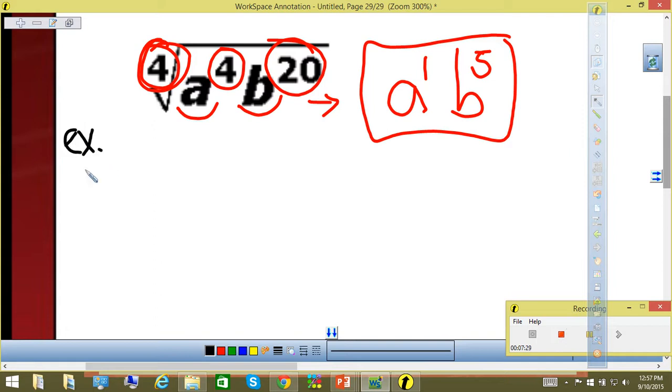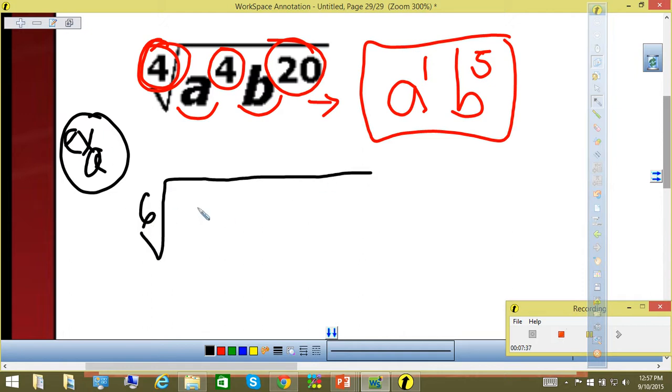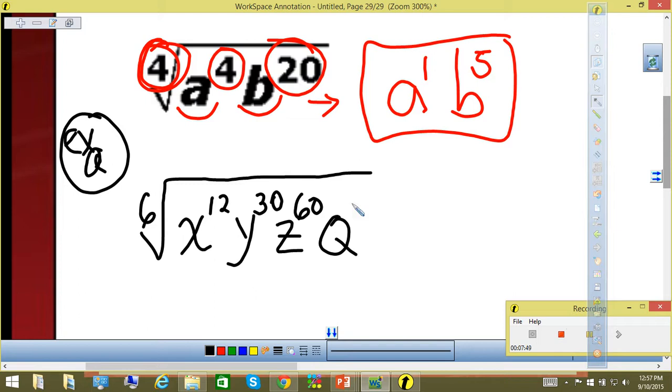Underneath that, write example Q. Let's do the 6th root of x to the 12th, y to the 30th, z to the 60th, and q to the, give me a number? 24. What? Detention, just like that. Copy that one, see if you can do that one by yourself, please.